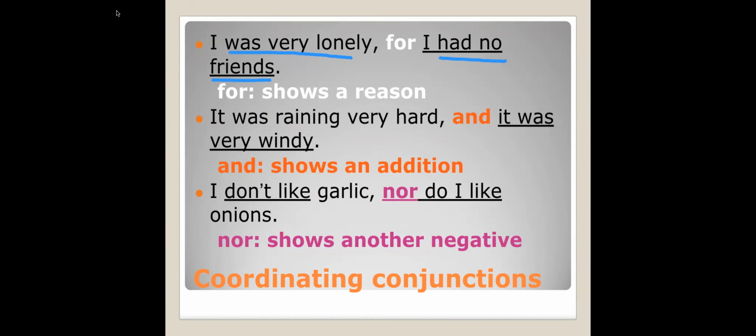And nor is actually tricky because of one thing, which is this. In this sentence here, let me use this. Like is the verb, my mistake. Like is the verb, but because of nor, we have to add this do here, okay? Nor do I like onions. Nor is not very common. In fact, I would tell students, don't use nor. It's just very complicated and you really don't need it. So in the future, I would say just ignore nor, okay?